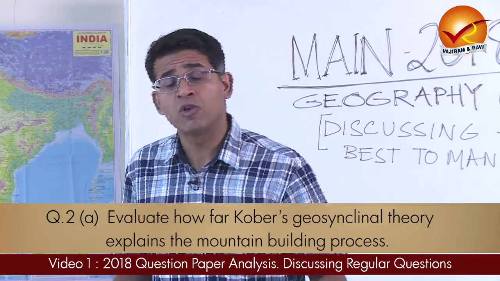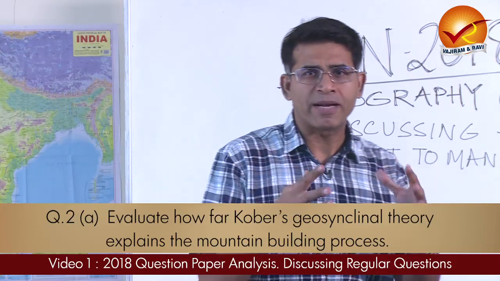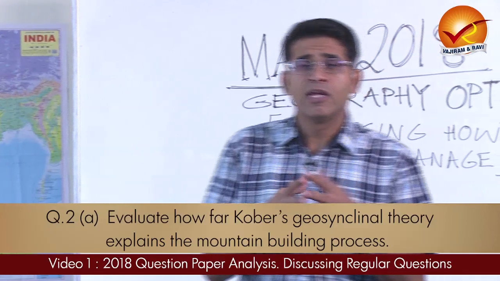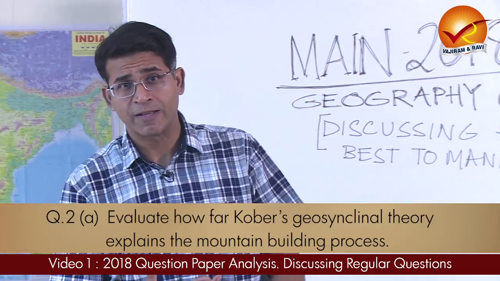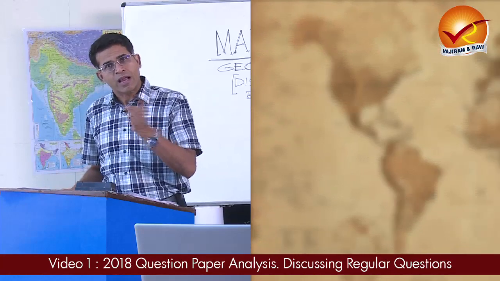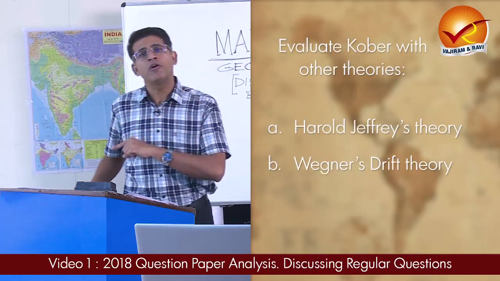The positive of Kober's theory is also that he sees fold mountains as a consequence of compressive forces. I mean, that's perhaps the most important critical aspect of how fold mountains are formed. So Kober is among the first ones to have said this, and that too as a part of a proper theory. And then you can compare Kober's ideas with the drift theory of Wegener.